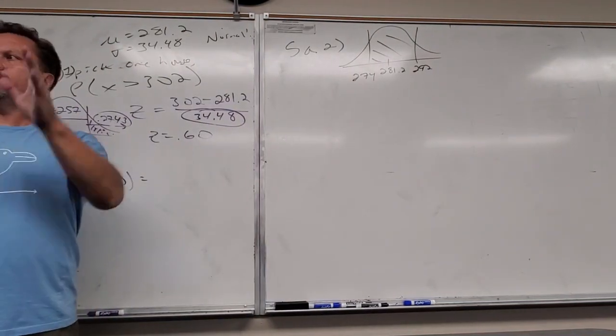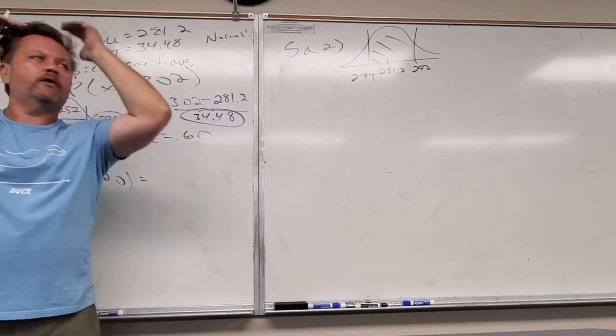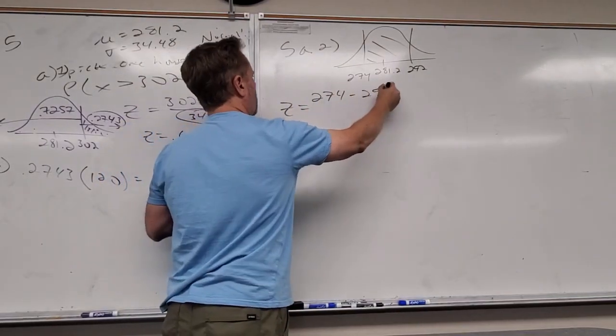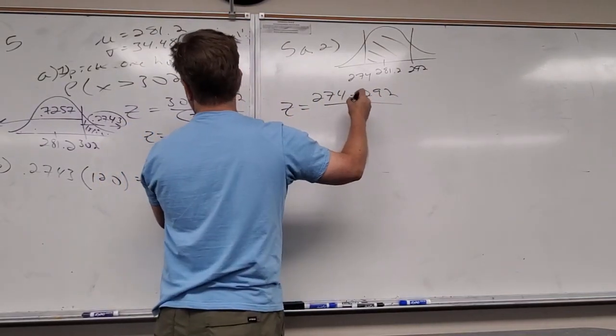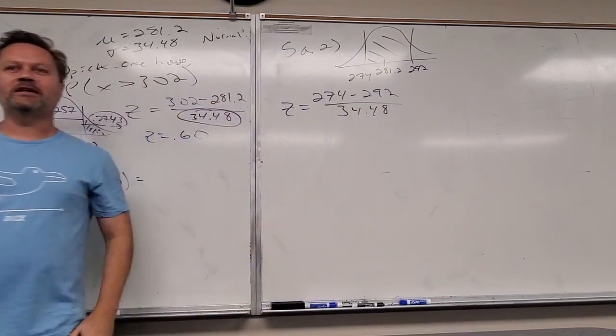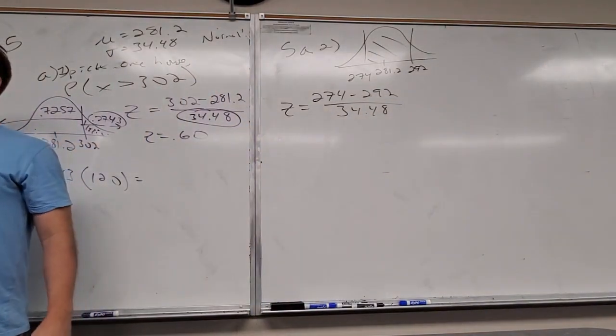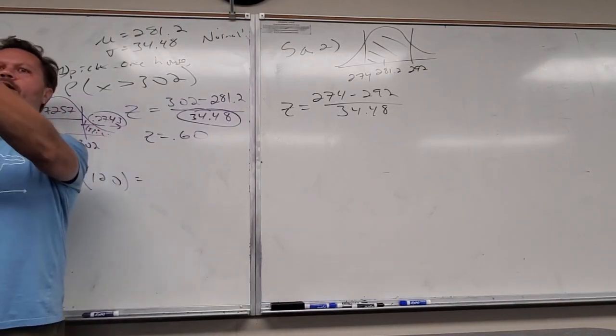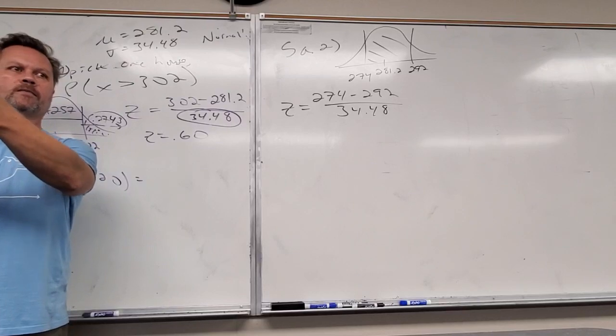So there's a lot of mistakes people make. Very often what somebody will do is they'll do this. This is wrong. Do not write this. Do not copy this. Do not even look at it for too long. All right. What mistake did I make? Nothing. Yeah, there's no mean in there. Z-score is always based on the mean.